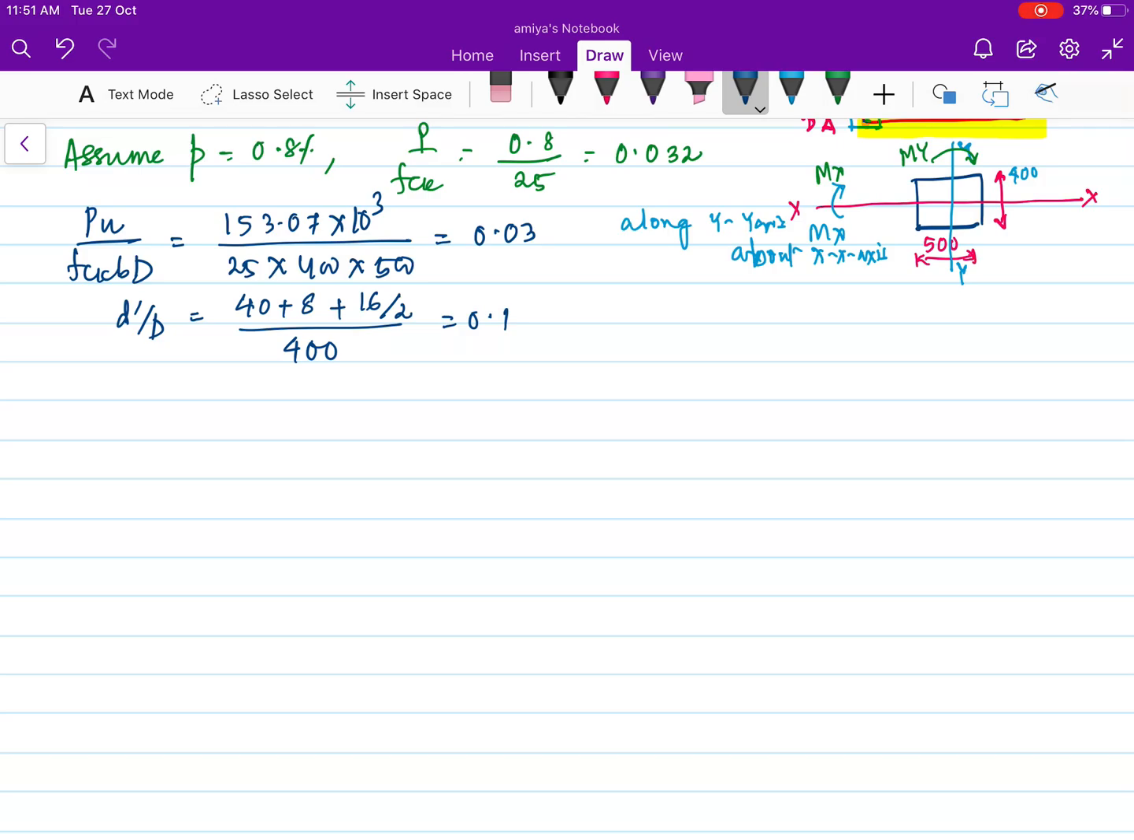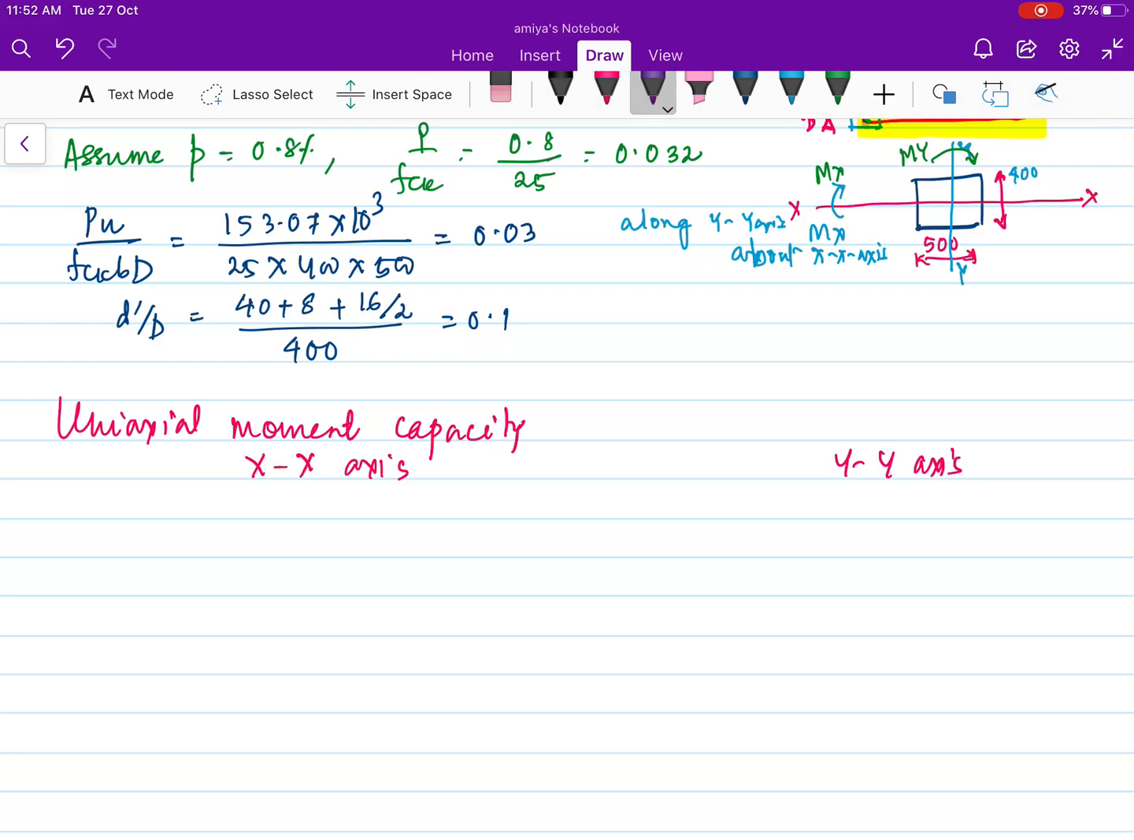So this is if I am going to now calculate uniaxial moment capacity. So this is in XX direction axis and we will calculate in YY axis. Okay. So now this 400 is for XX axis. Similarly d dash by D in YY axis: 40 plus 8 plus 16 by 2 is 56 by 500. Because when you are taking X axis, your width will be 500 and depth will be 400, whereas in Y axis it will be just opposite. So this is also approximately 0.1.